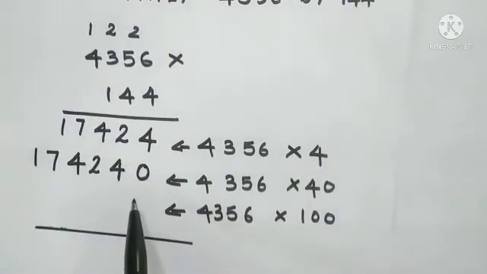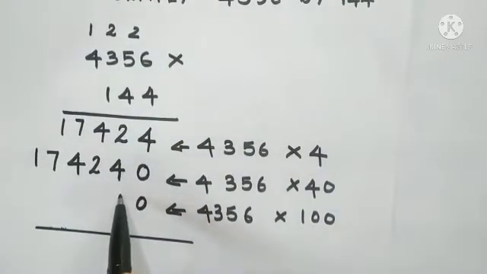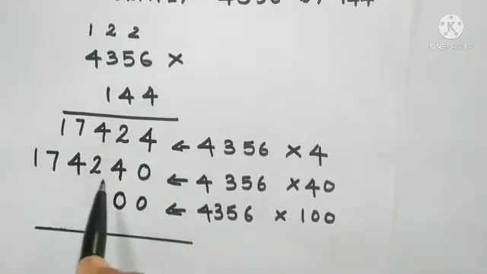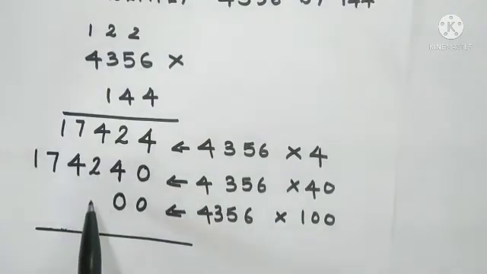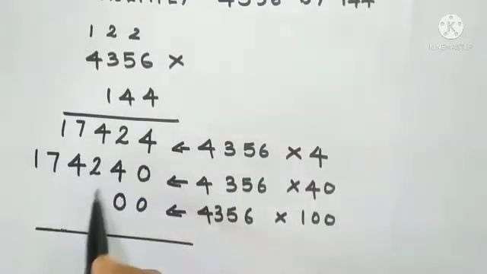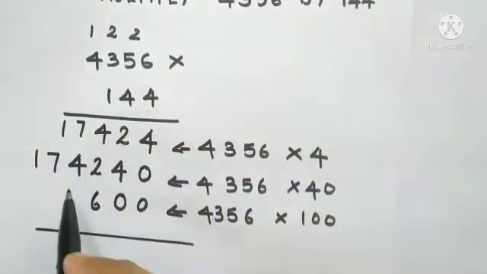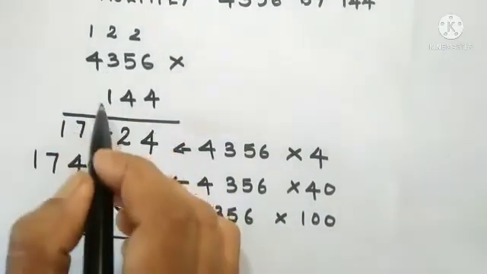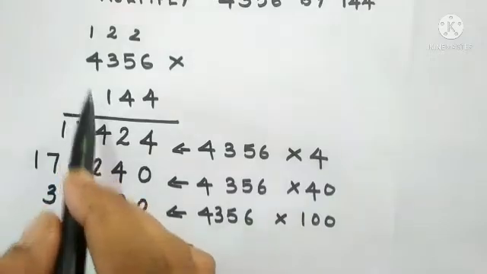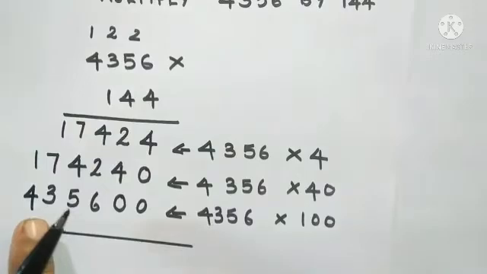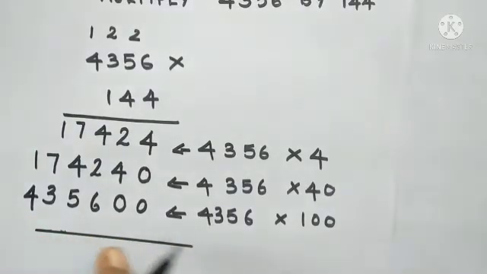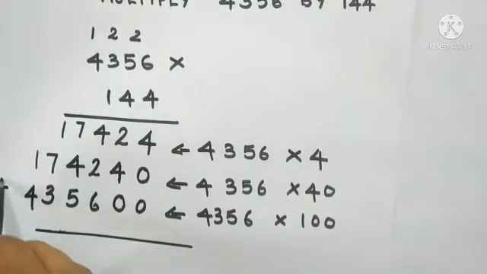So at first we will put 0 in the ones place and 0 in the tens place. Then we will multiply the digits with 1 and write here in the hundreds place. 6 1s are 6, 5 1s are 5, 3 1s are 3, and 4 into 1 is 4. So multiplication with these 3 digits is over. At last we want to add these 3 numbers. Then we can add here.